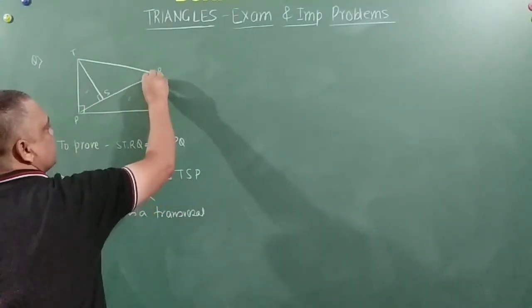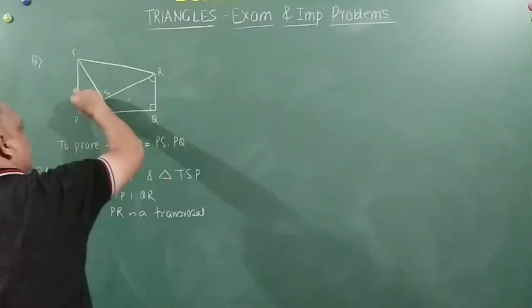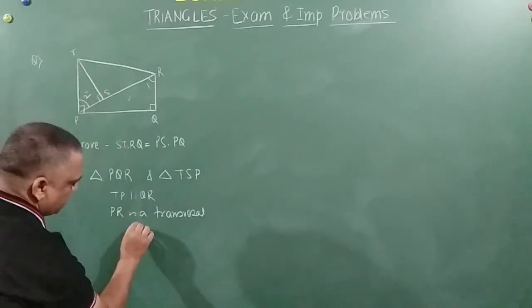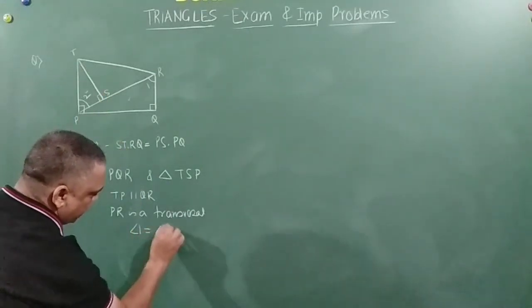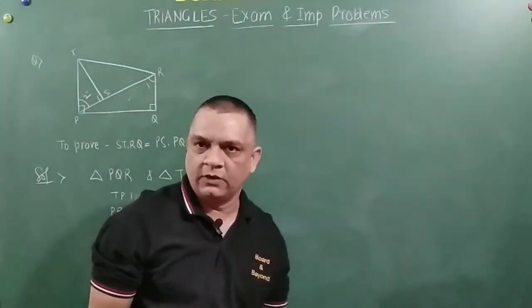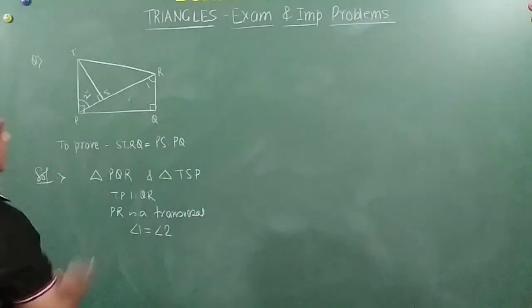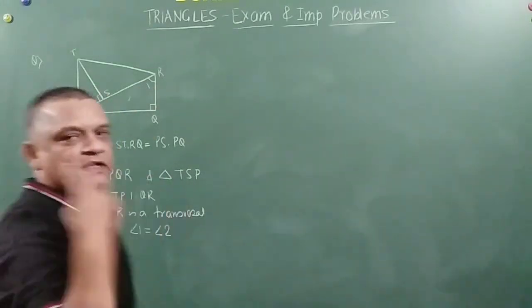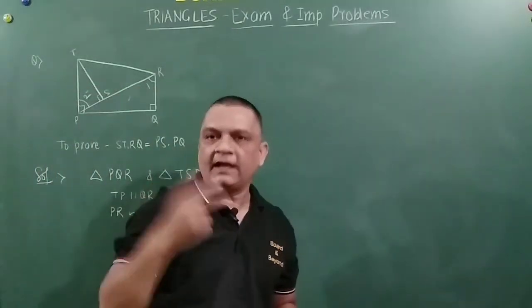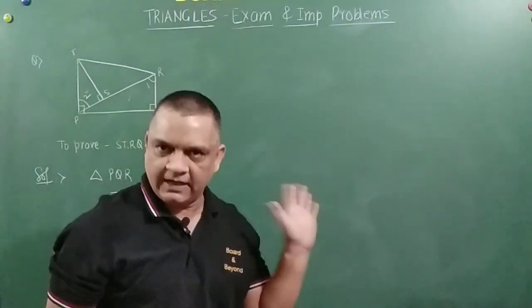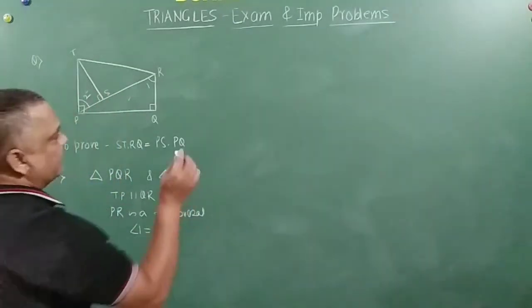So PR is a transversal, which means this angle will be equal to this angle. That means angle 1 is equal to angle 2. Why is it equal? It is alternate angles. So angle 1 is equal to angle 2 and this is equal to 90. So using the angle criteria, we can say that these two triangles are similar to each other. Correct? Right.